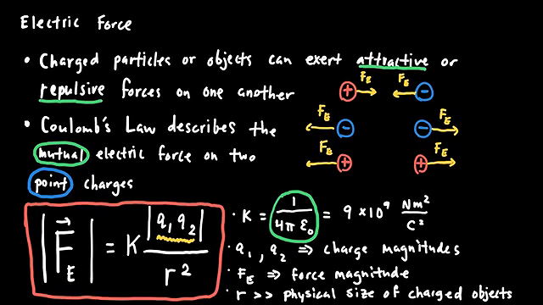1 over r squared. So there's a 1 over r squared dependence on the electric force. In my bulleted list on the right, I've said Q1 and Q2 should be the charge magnitudes. Fe represents the magnitude of the electric force. The direction will always come from your intuition or your knowledge of the arrangement of the charges. And in order for Coulomb's law to be applied, the separation between the two charges, r, needs to be much greater than the physical size of the charged objects.